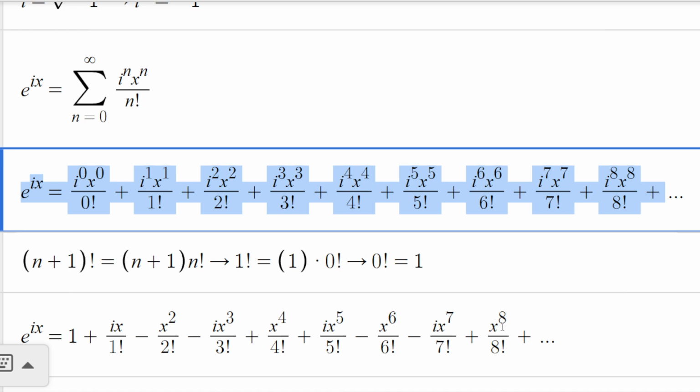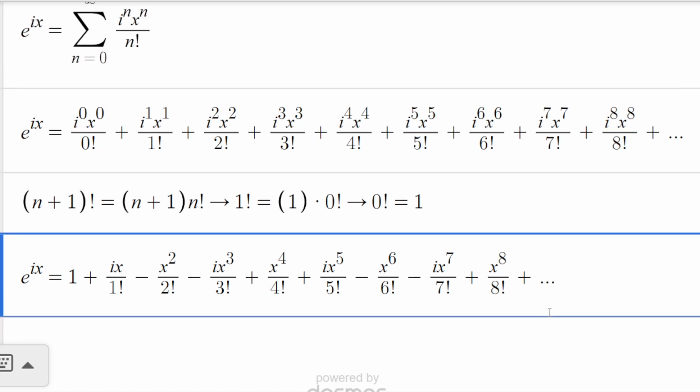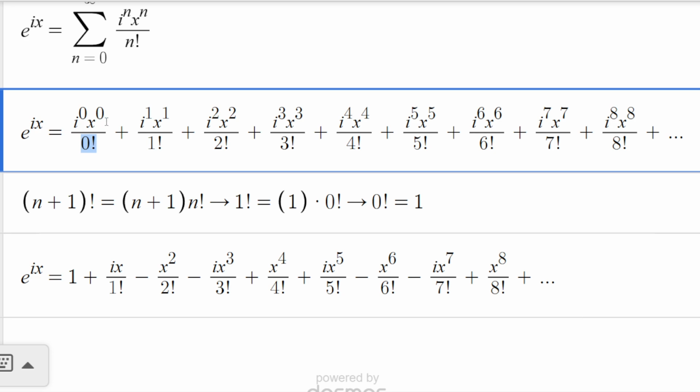Okay. So next, what we do is we're going to clean this up a little bit. So for this first term, we end up with just 1 because we know 0 factorial is 1, and anything raised to the 0 power is also 1. So this first term is just 1. And then our next term becomes, well, i to the 1 is just going to be i, times x to the 1, which is just x, over 1 factorial. And I left 1 factorial alone.